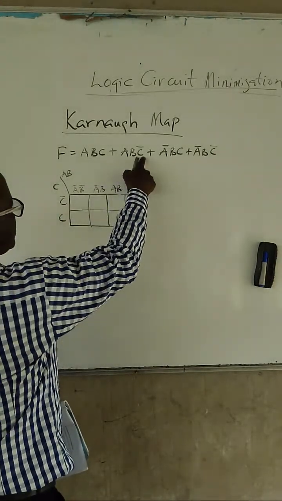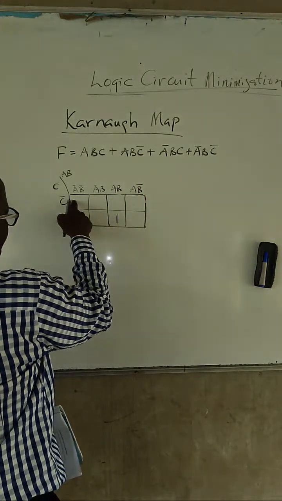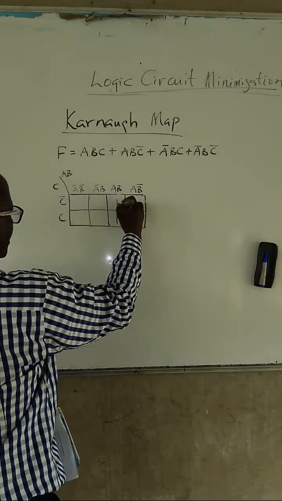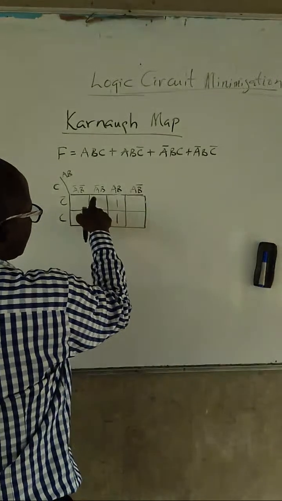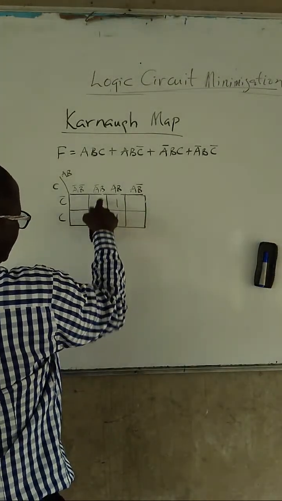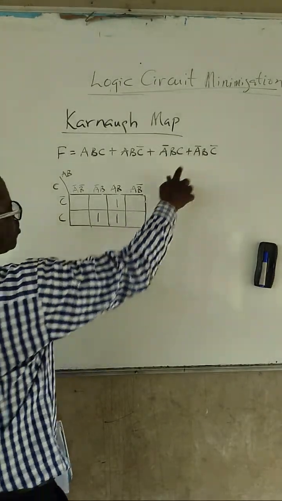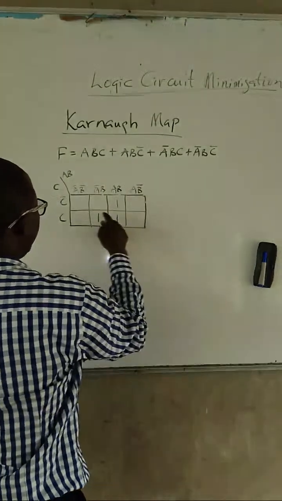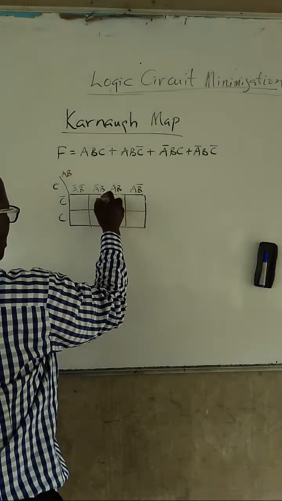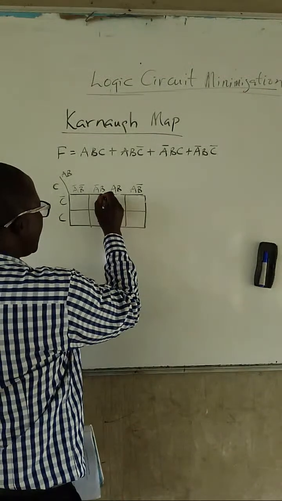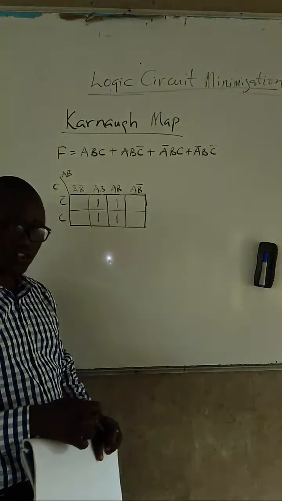Then AB, C bar. Look at A, B, C bar. AB, then C bar. C bar is here. So we trace them and they meet here. We drop a 1 there. Next, A bar, B, C. Look at this place. A bar, B, then C. C is here. Then you drop a 1 here. The next one, A bar, B, C bar. A bar, B, then C bar. So you drop a 1 here. So you have actually placed the 1 outputs in their right positions on the Karnaugh map.